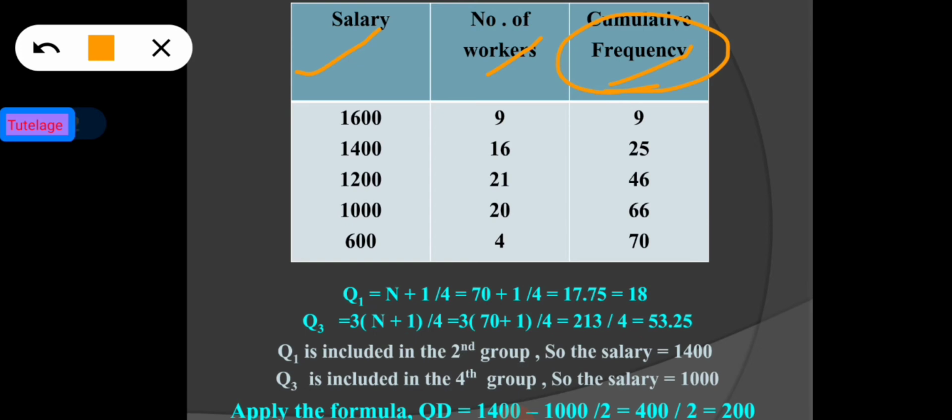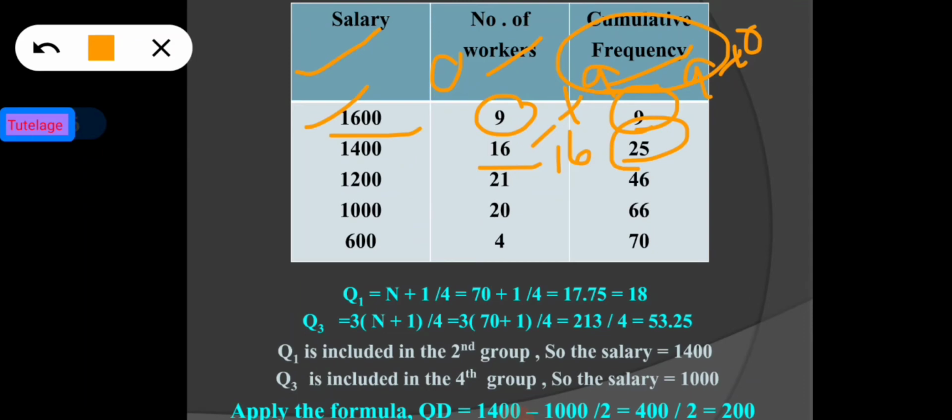So in the first class the frequency is 9. Okay, so this is the first class, that means the previous class frequency is 0, because 1600 is the first class. So that's why cumulative frequency is 9 plus 0, which is equal to 9. Okay, so now going to the second class. The frequency of the second class is 16 and the previous class frequency is 9. So the cumulative frequency of the second class is 16 plus 9, which is equal to 25.